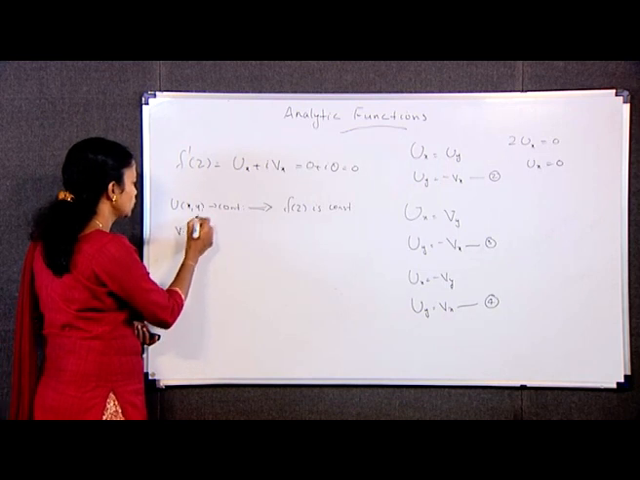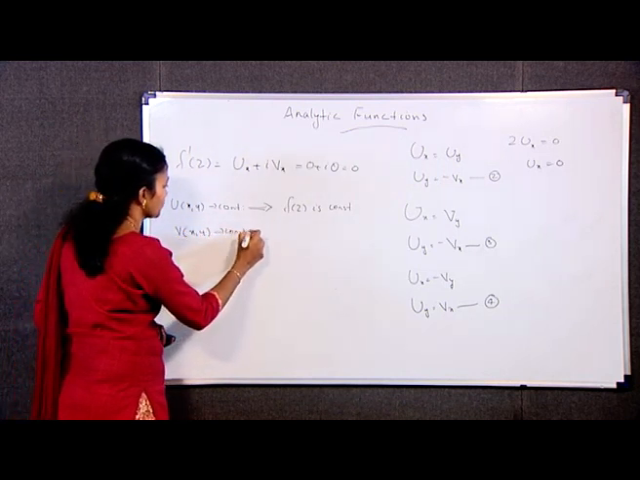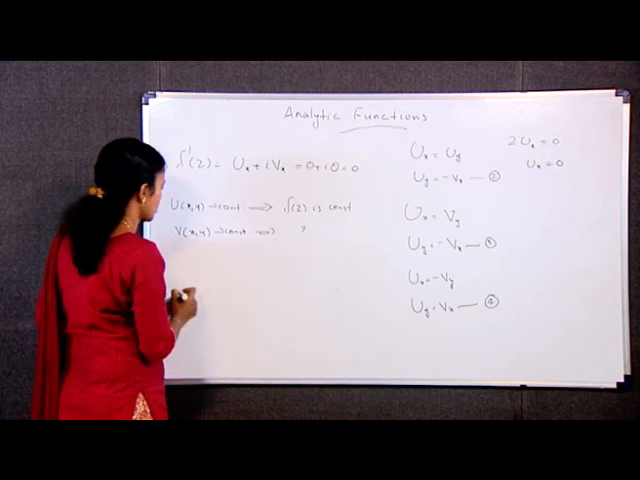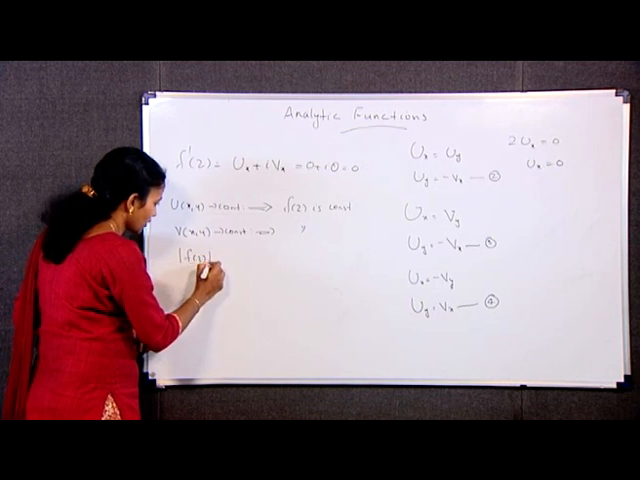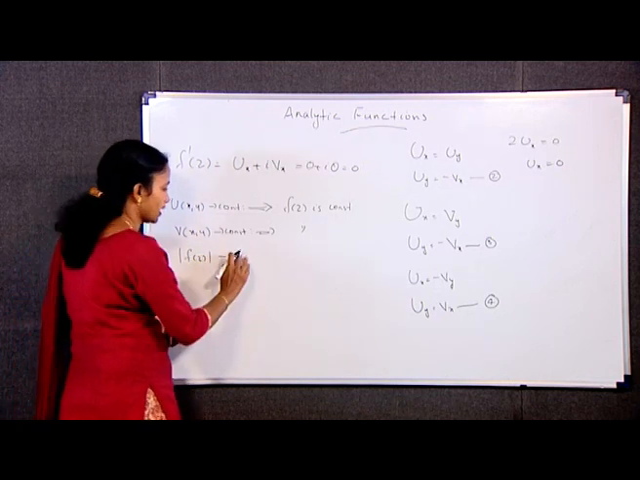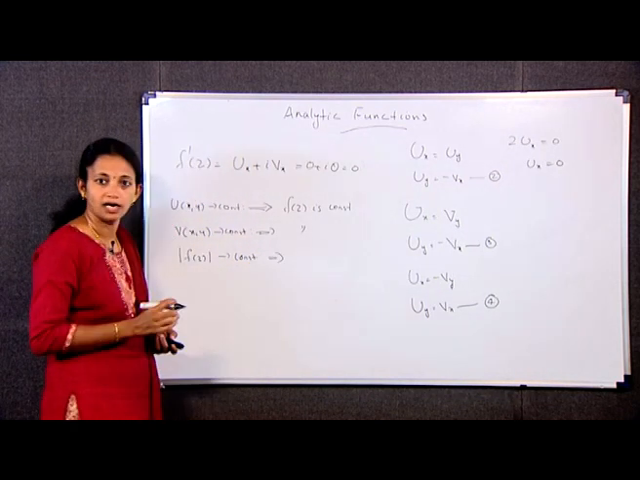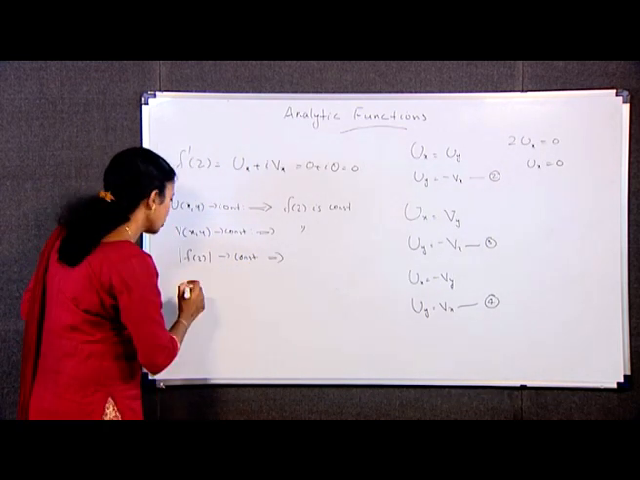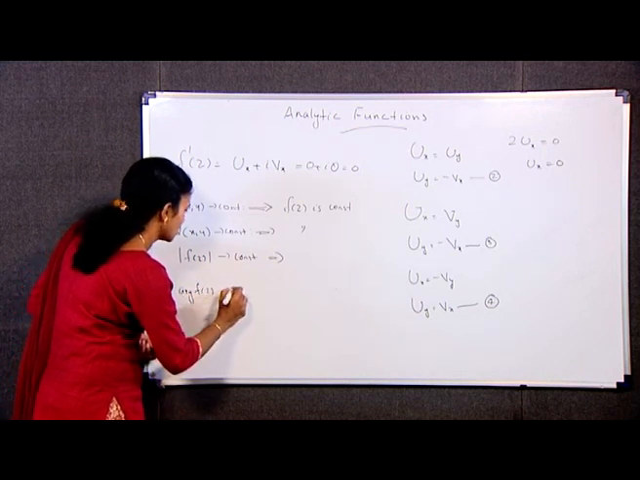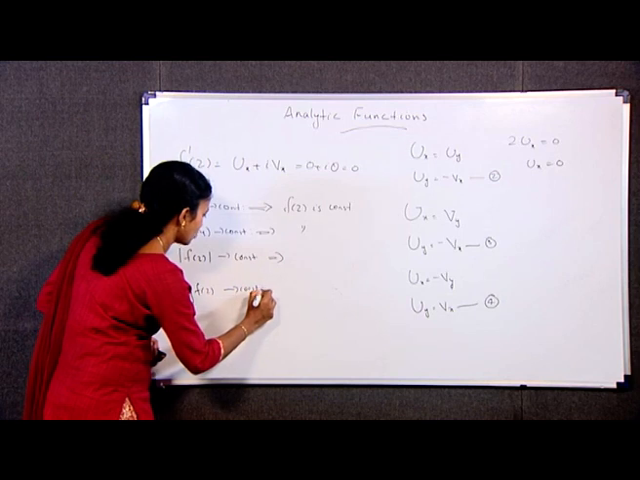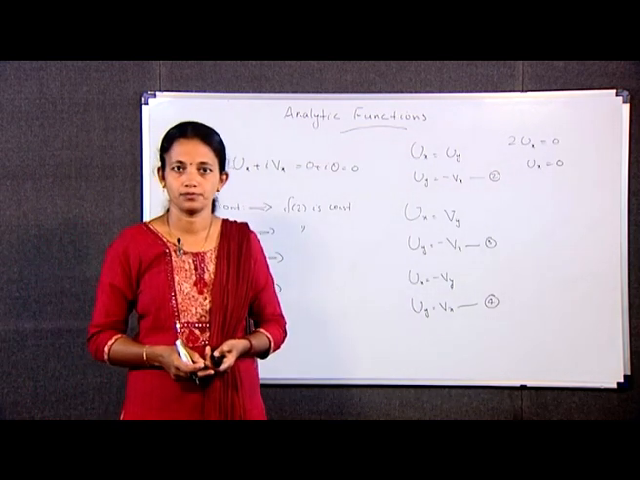That is, first one u(x,y), next one v(x,y) is a constant implies f(z) is a constant. The third one, mod f(z) as a constant, implies f(z) is a constant. Next one, argument of f(z) equal to a constant implies f(z) is a constant. Solution.